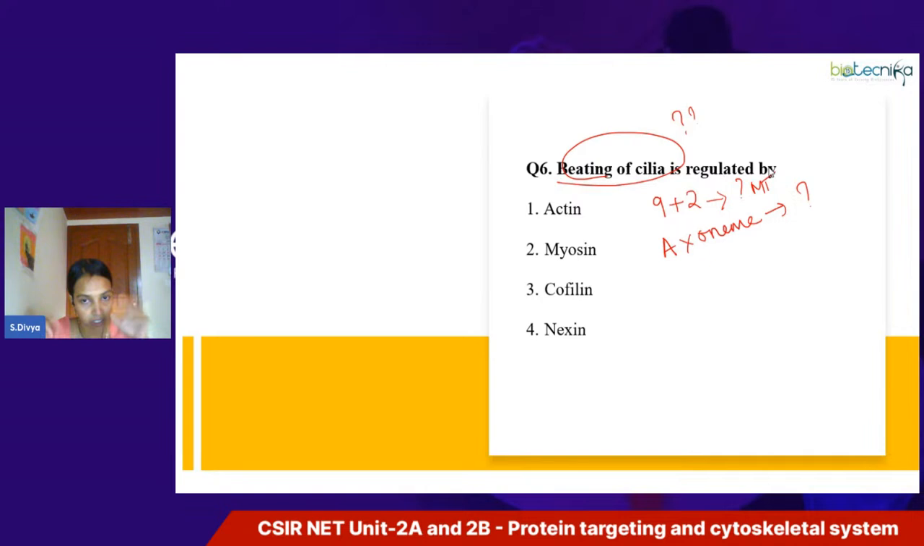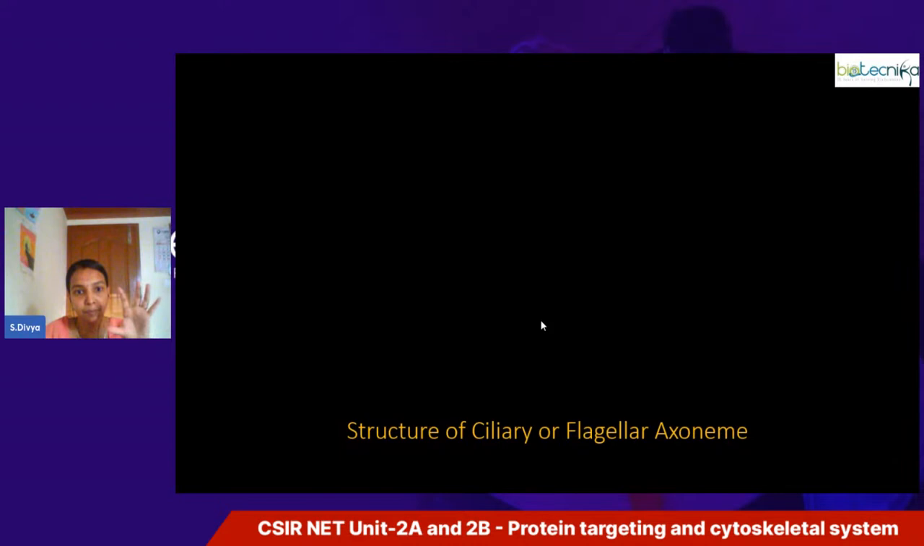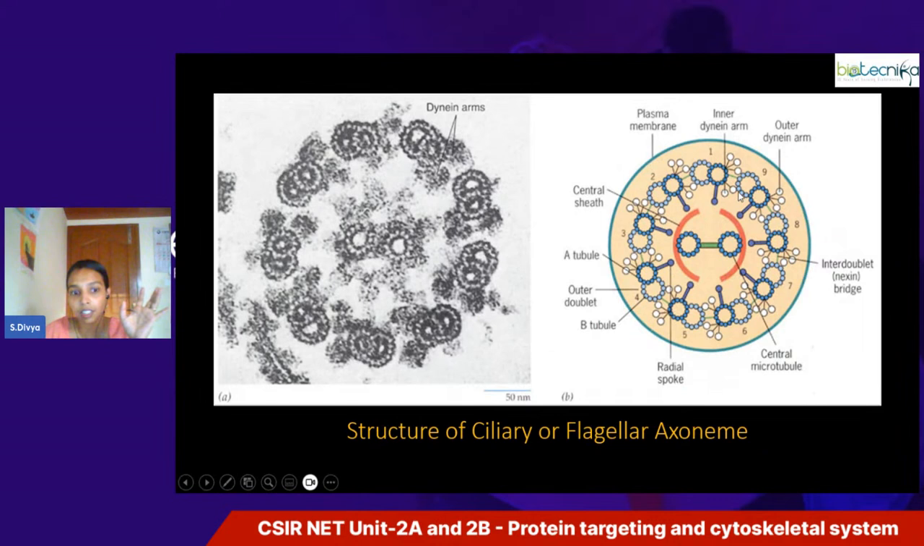So when we understand the one fact that it is related to microtubules, we can easily omit these two, right? And cofilin being an accessory protein carrying out a specific process, what is left for you? You have nexin. So what should be the answer over here? Nexin is the correct answer. First, let me explain the overall structure of the ciliary and flagellar axoneme. So this is the axoneme.